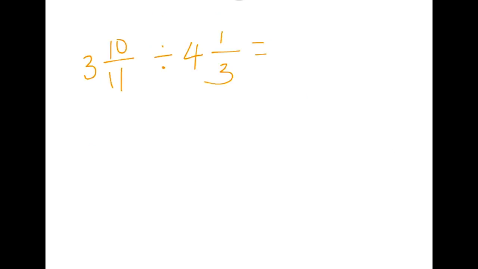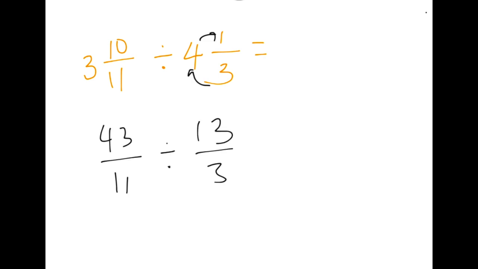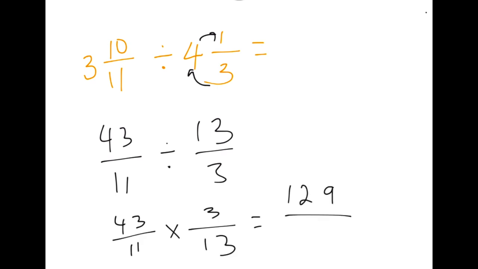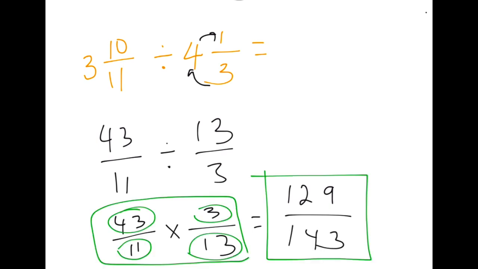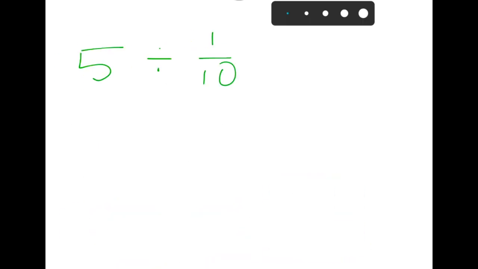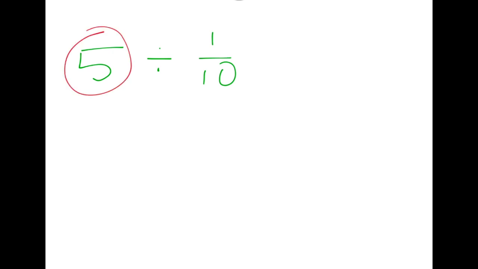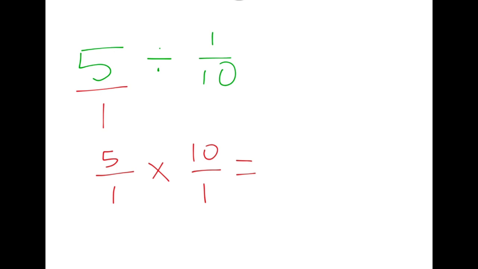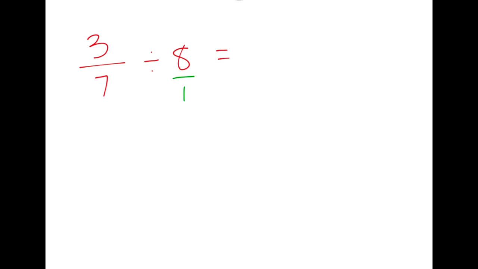Mixed numbers now. The first thing I need to do, I change these numbers into improper fractions. And then I will keep, change, flip from here. What does that give me? Okay, 43 times 3, 129. 11 times 13 will be 143. So here I have a whole number. I change it into a fraction by just saying over 1. So now I have 5/1 times 10/1, because I have to flip the second fraction. So I get 50/1, which is 50. I make this over 1 to make it into a fraction, and then I keep, change, flip. So the answer would be 3/56.